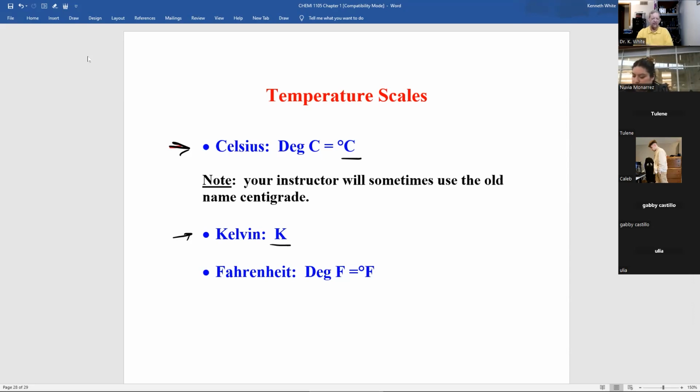And the last one, which you're familiar with, being in the United States, is Fahrenheit, degrees F. So there are three temperature scales: Celsius, Kelvin, and Fahrenheit. Now, in the United States, most of us measure temperature by Fahrenheit. In Europe and the rest of the world, it's Celsius. England, they do Fahrenheit.